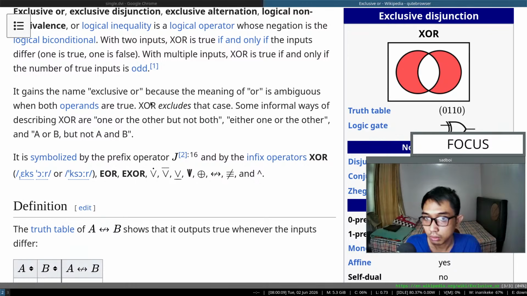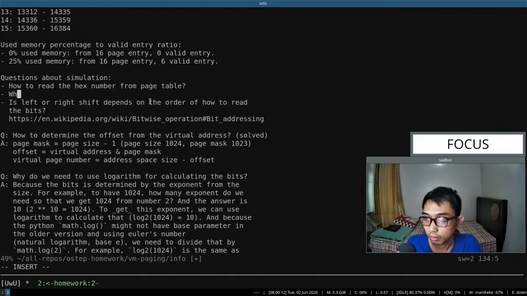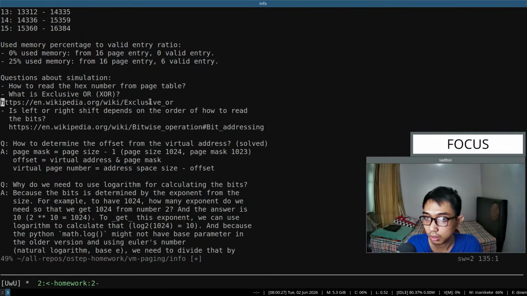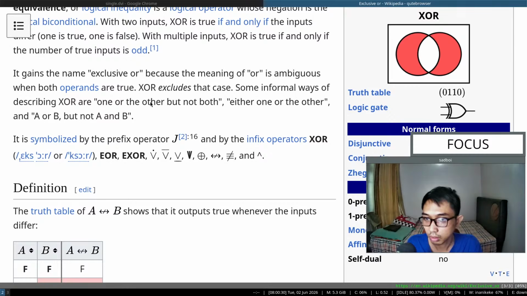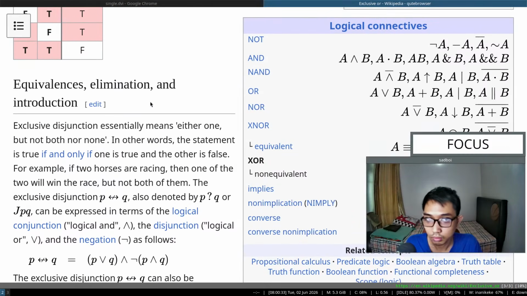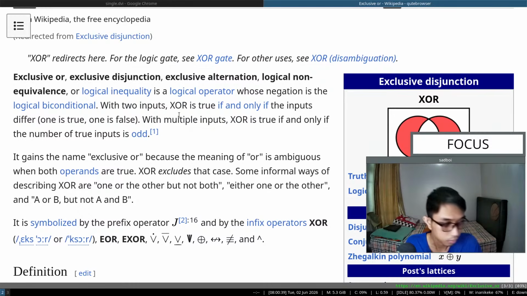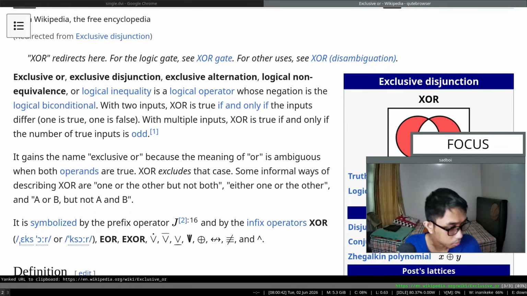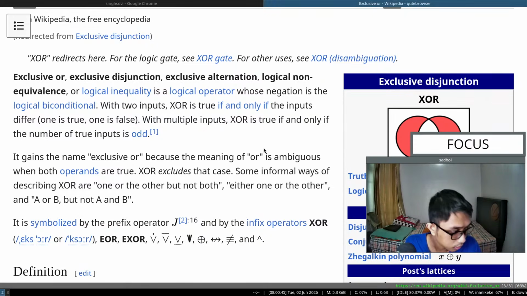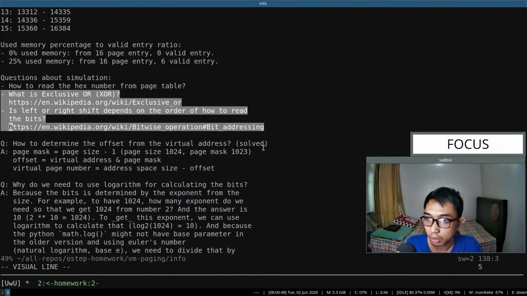What is exclusive OR? Maybe something like that. Exclusive OR. And then looking at this. Okay. Alright. Wait, let me copy this in the chat, I guess. Okay, so maybe we will take a look at this question on the next session.